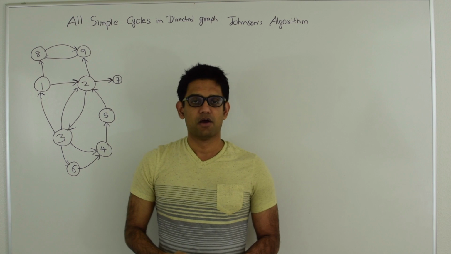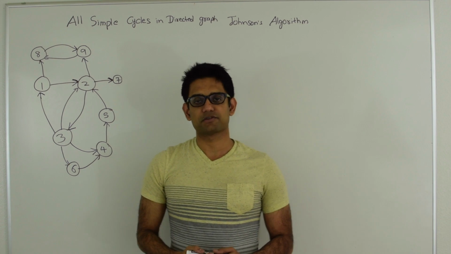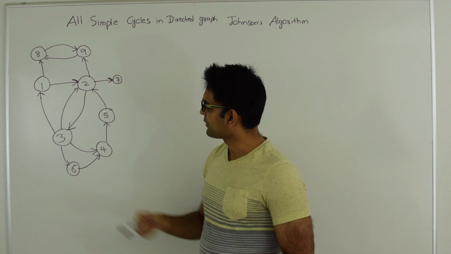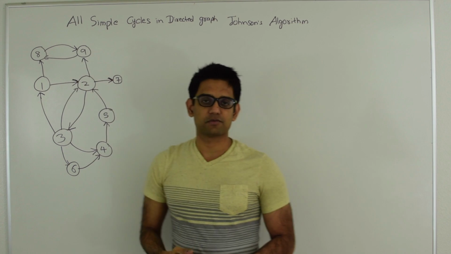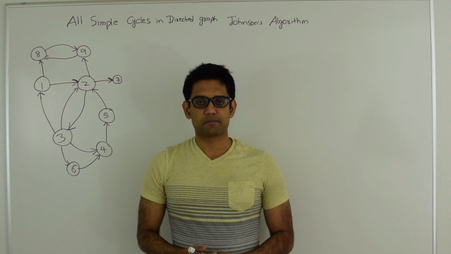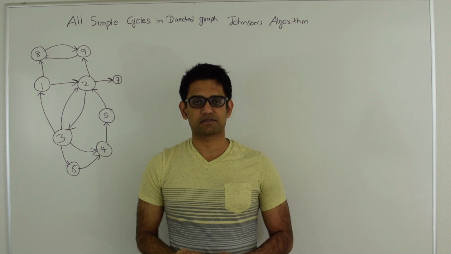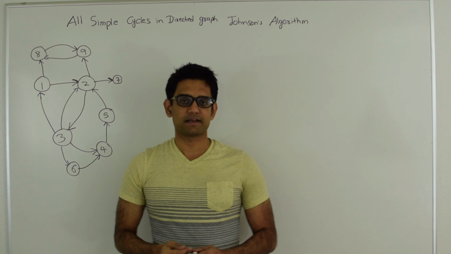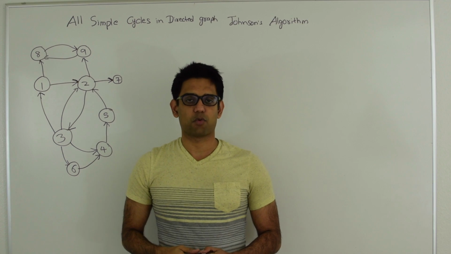from each other. Also for the purposes of Johnson's algorithm, I have numbered these vertices going from 1 up all the way to 9. It is not strictly required, but this is how the algorithm is described in the paper, so this is how I'm going to explain it in this video. So next, let's see how Johnson's algorithm works.